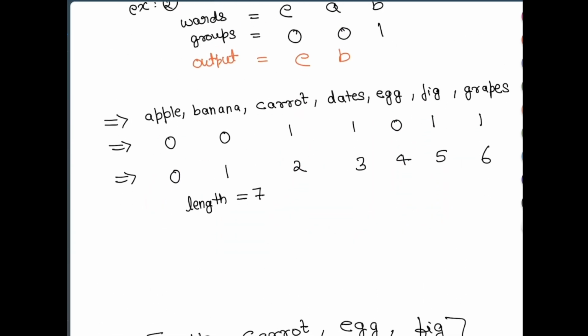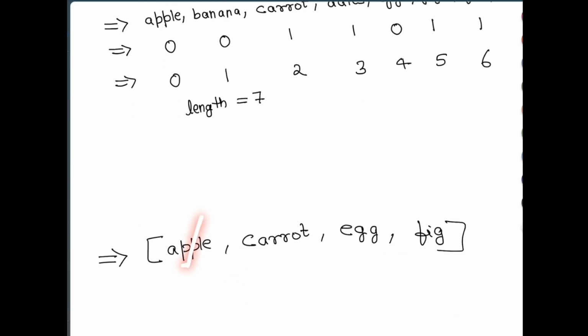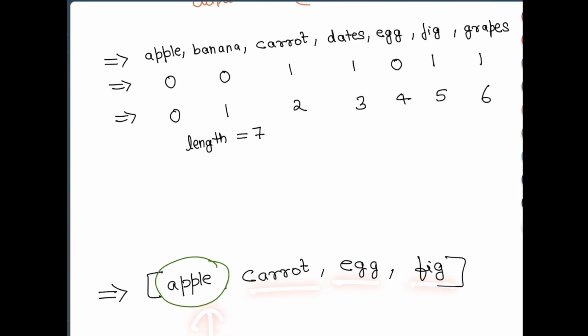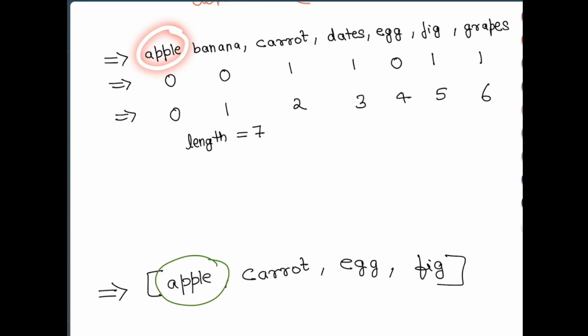Now the thing is, let us say this is your array in which you are going to store the answer. For now it is empty. Now you see the first element, apple. If it is the first element, this can be part of the answer, and I will tell you why. Let us say the first element is apple and you put it as part of your answer. Okay, so this is included. We have not found carrot, egg and fig yet, but we know about apple because that's the first element. Now why can apple, or the first element, always be part of the answer?